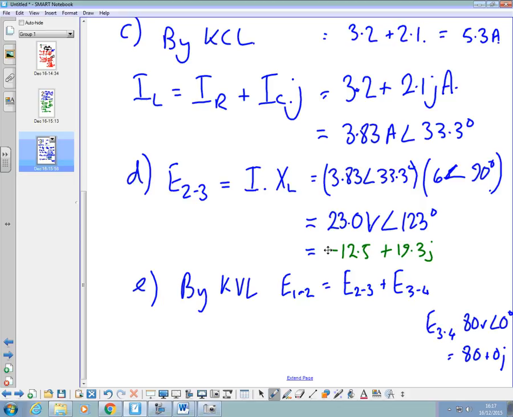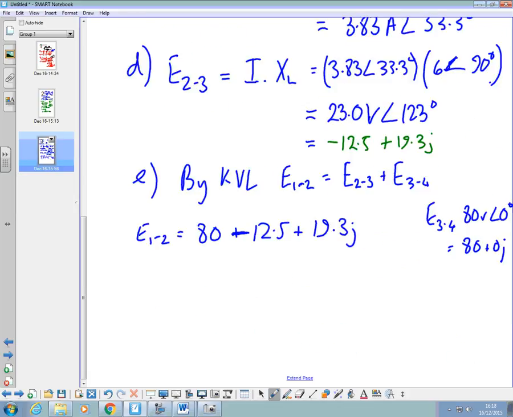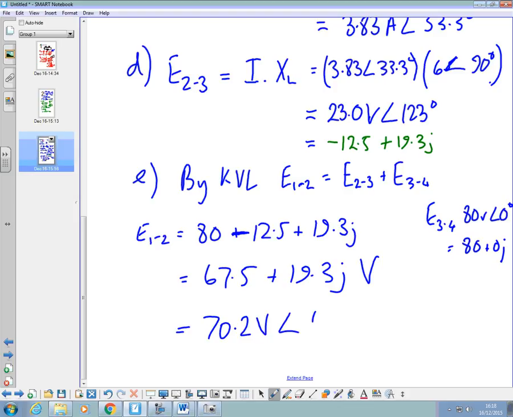So E12 equals 80 plus, sorry, minus 12.5 plus 19.3 J. 80 minus 12.5 is 67.5 plus 19.3 J. That is volts, but we'd really prefer to have that in polar form. Angle 16.03. There we go.